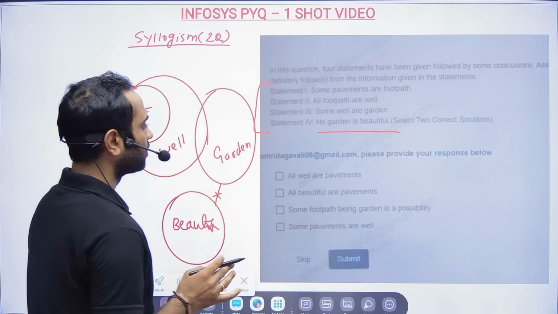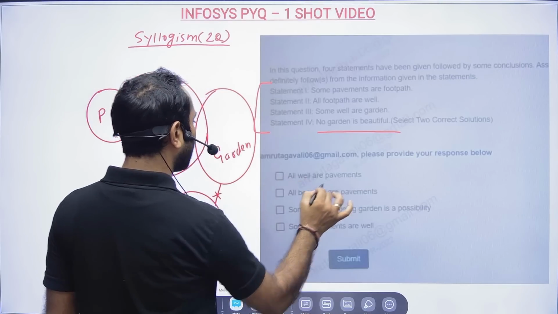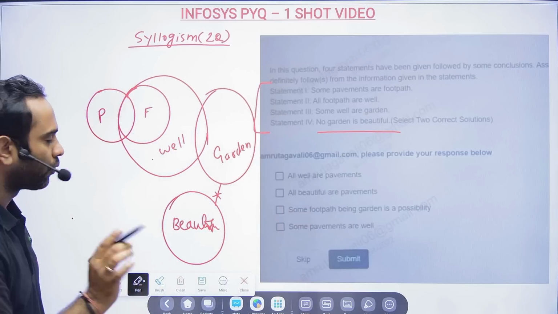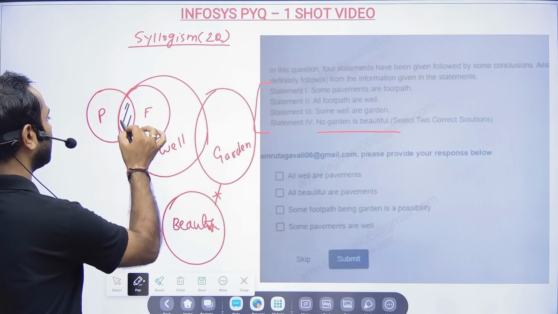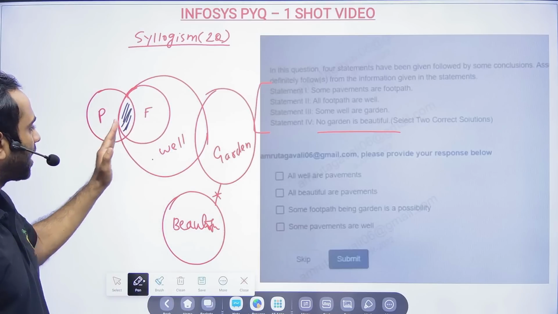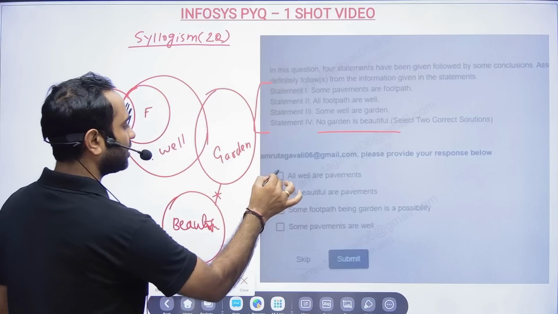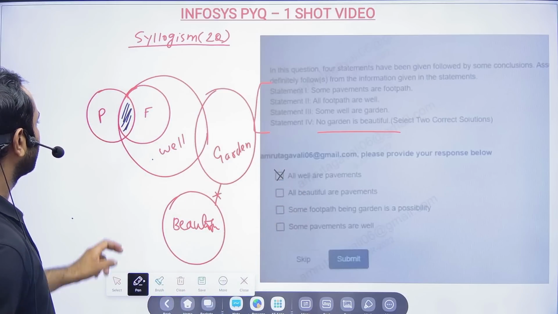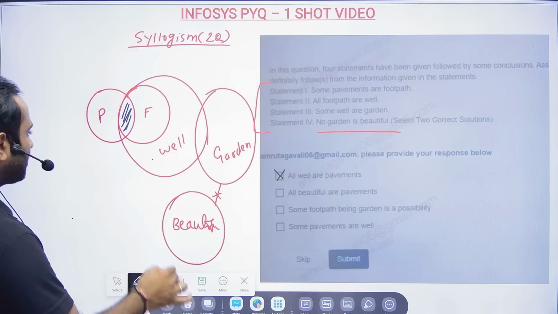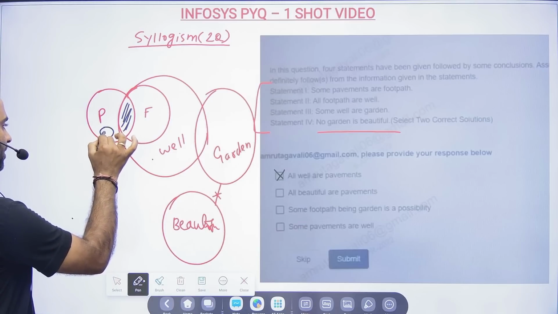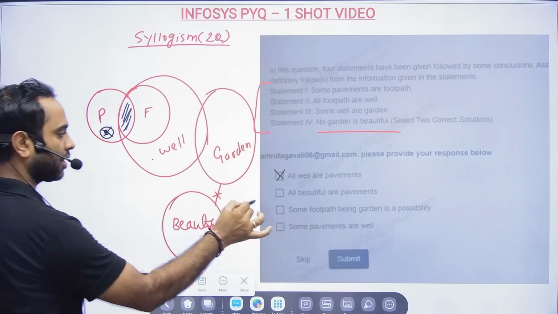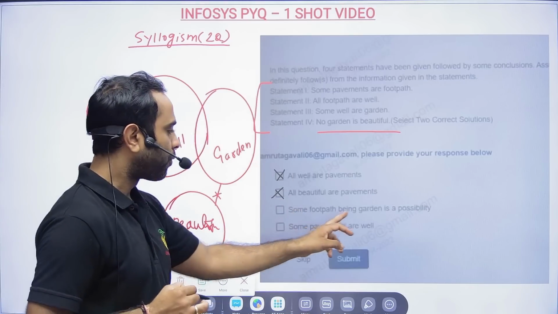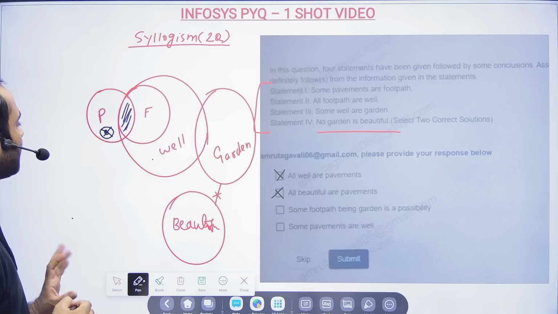Now, all well are pavements? All well are inside the pavement? No. Only some part of well is touching pavement and some part of pavement is touching well. So this will not be my answer. All beautiful are pavements. If all beautiful were inside the pavement, then it would have been true, but that is not the case. Some footpath being garden is a possibility.